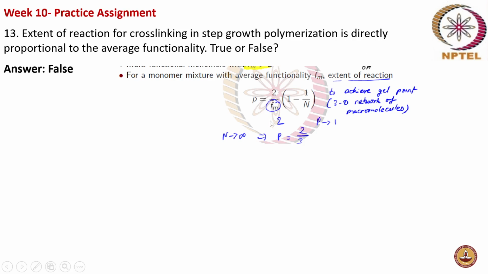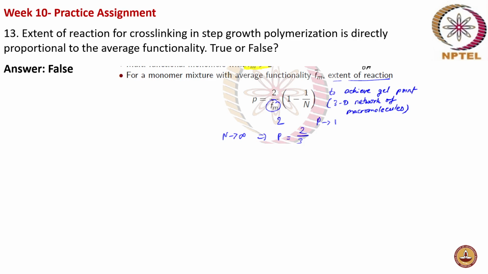The higher the functionality, the less cross-linking you need to obtain a 3D network. For example, if the functionality is 2, the extent of reaction required to obtain a 3D structure is, sorry, it's 1. That means 100% of the crosslinker has to react with the polymer for crosslinking to happen.